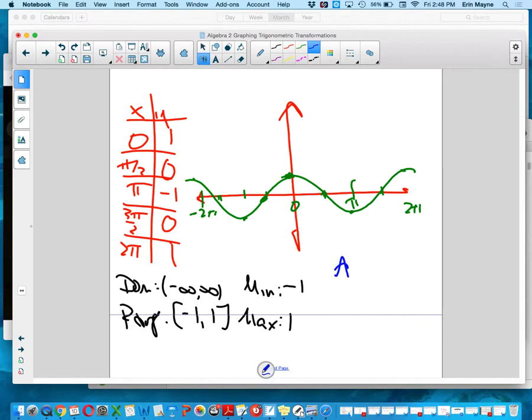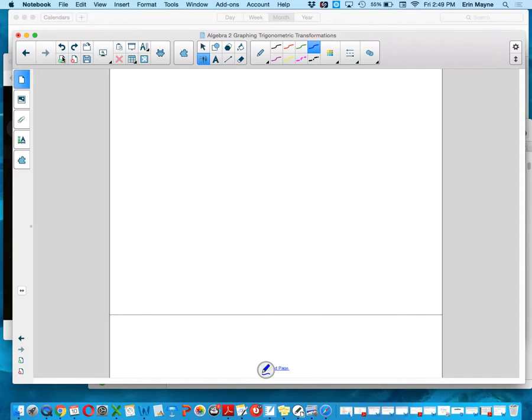Okay, but now we're going to list the other 4 main criteria. What is my original amplitude? 1. Do I have a vertical shift or a phase shift for the original? No. Kind of a cheesy question. What is my original period? 2 pi. All right, so now in your groups, we're about to do our first challenge. Our goal in the last 15 minutes is to get through 2 problems. Okay, that's all we got to do.